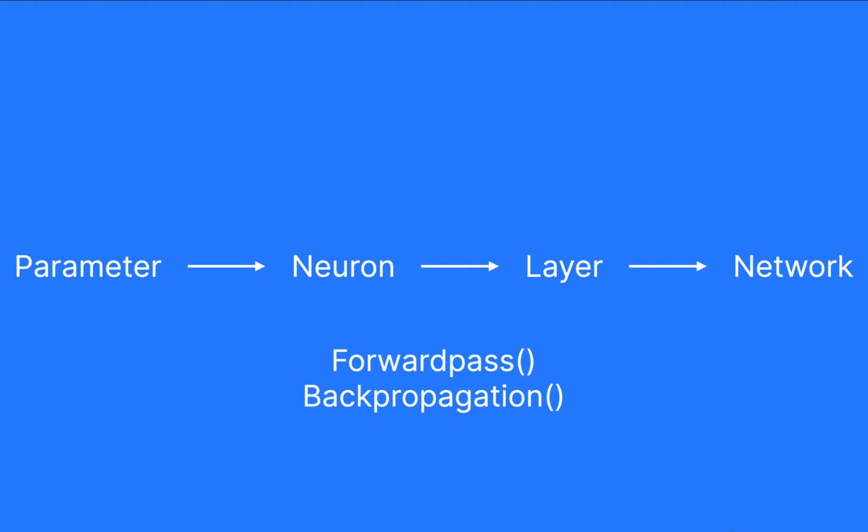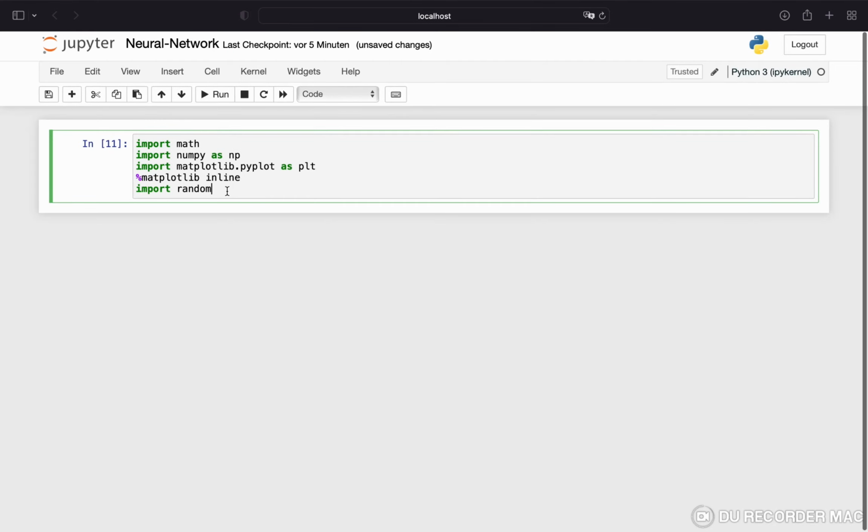We will start building our neural network by defining a parameter, followed by a neuron, followed by a layer of neurons, followed by a neural network. And last but not least, we have to apply forward pass and backpropagation. Let's get started with programming. I've imported the basic packages math, numpy, matplotlib and random to help us build our neural network.